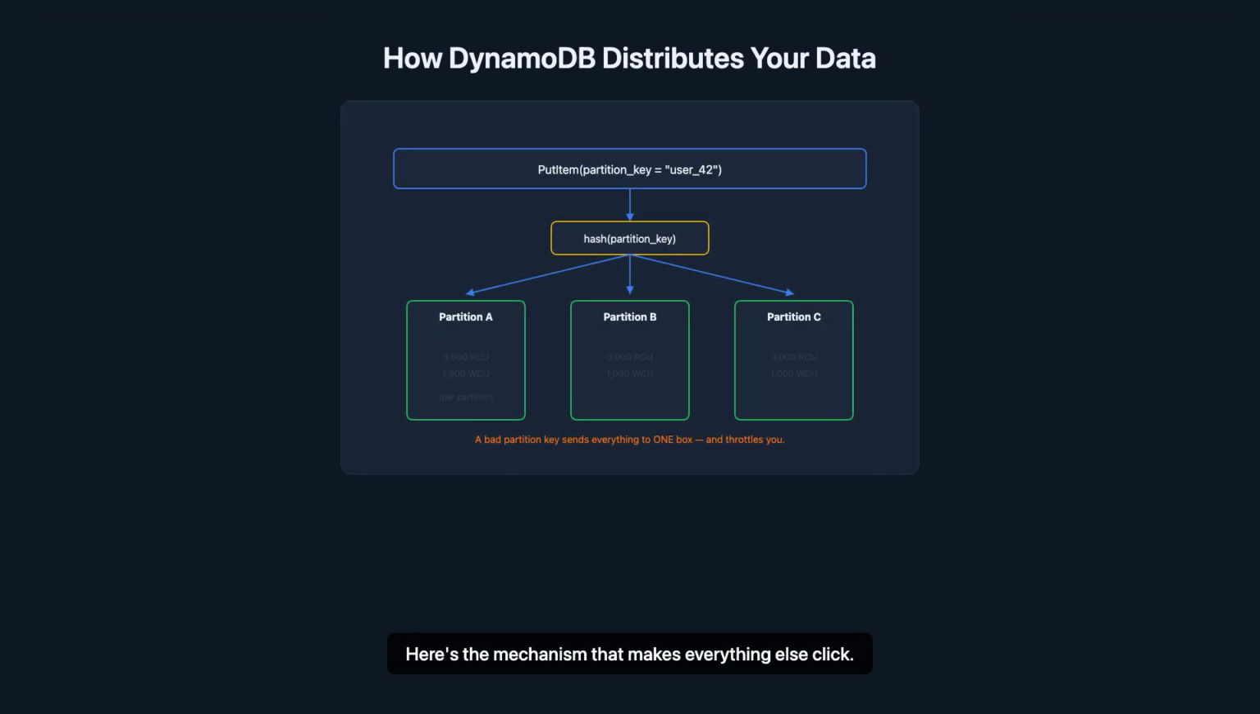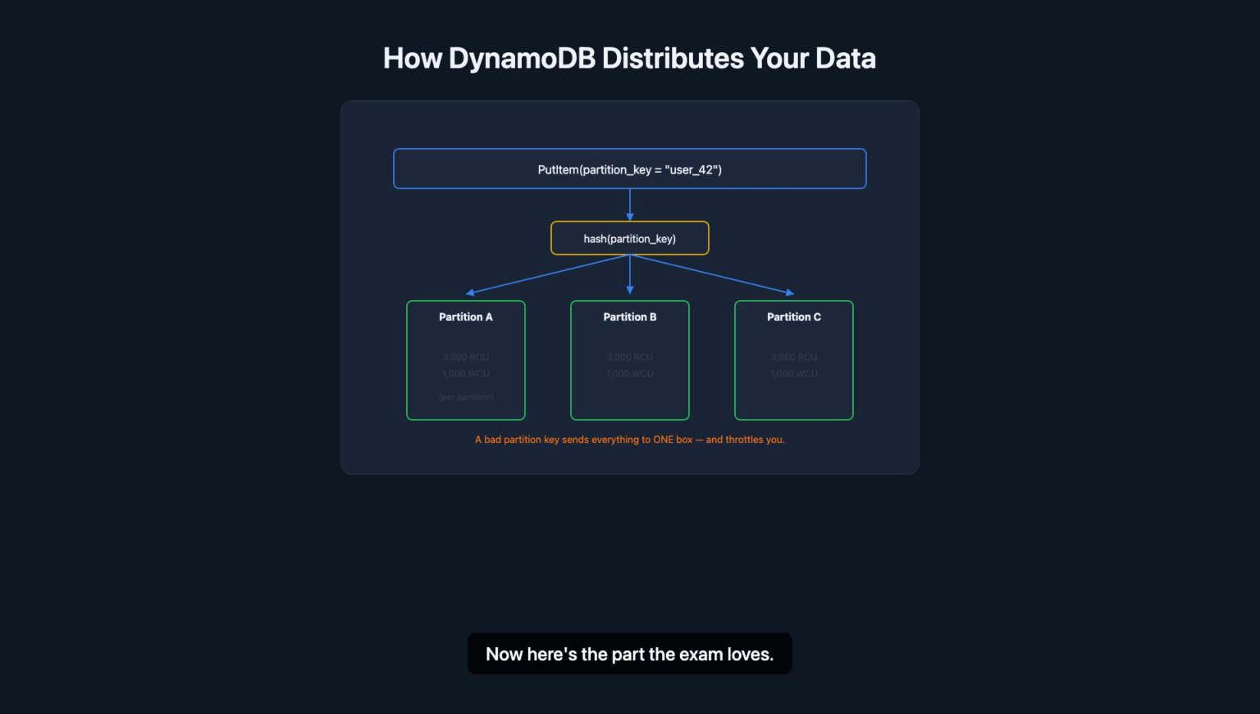Here's the mechanism that makes everything else click. When you write an item, DynamoDB takes your partition key and runs it through a hash function. That hash determines which physical partition the item lands on, partition A, partition B, partition C, and so on, across hundreds or thousands of partitions for a large table.